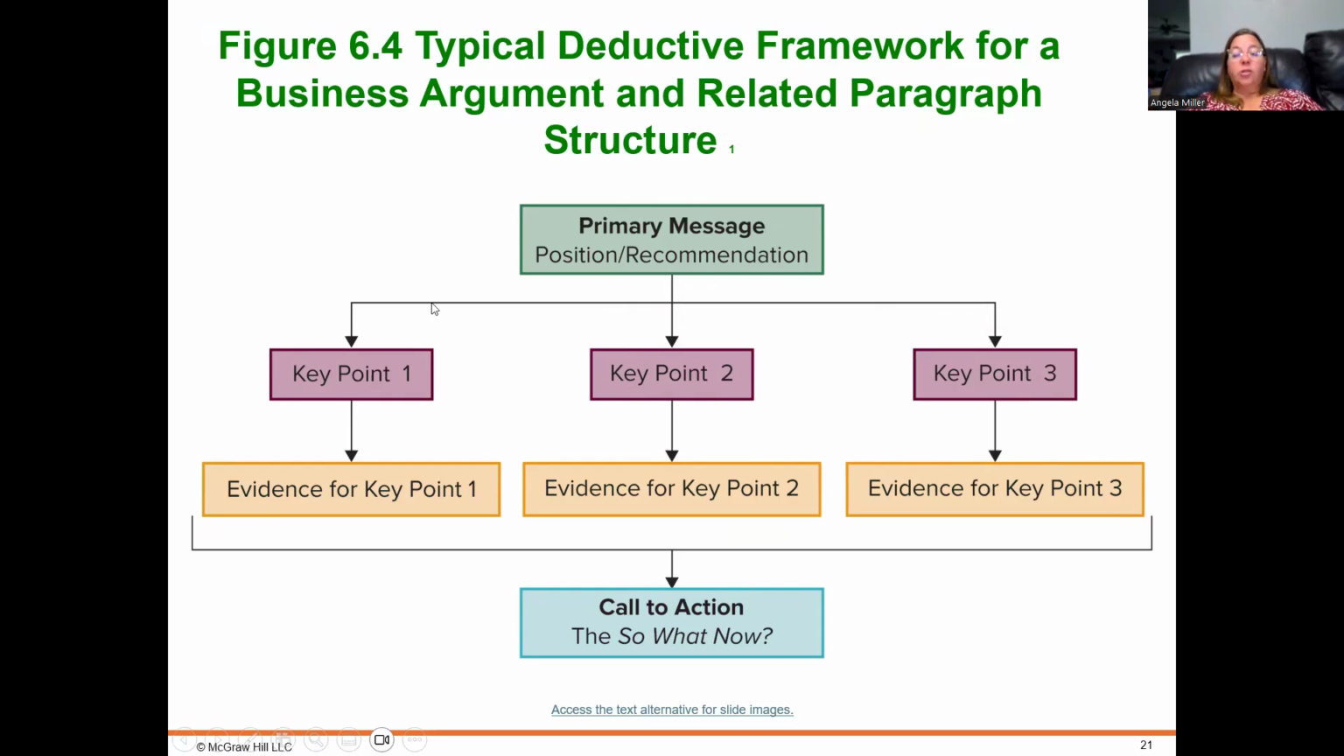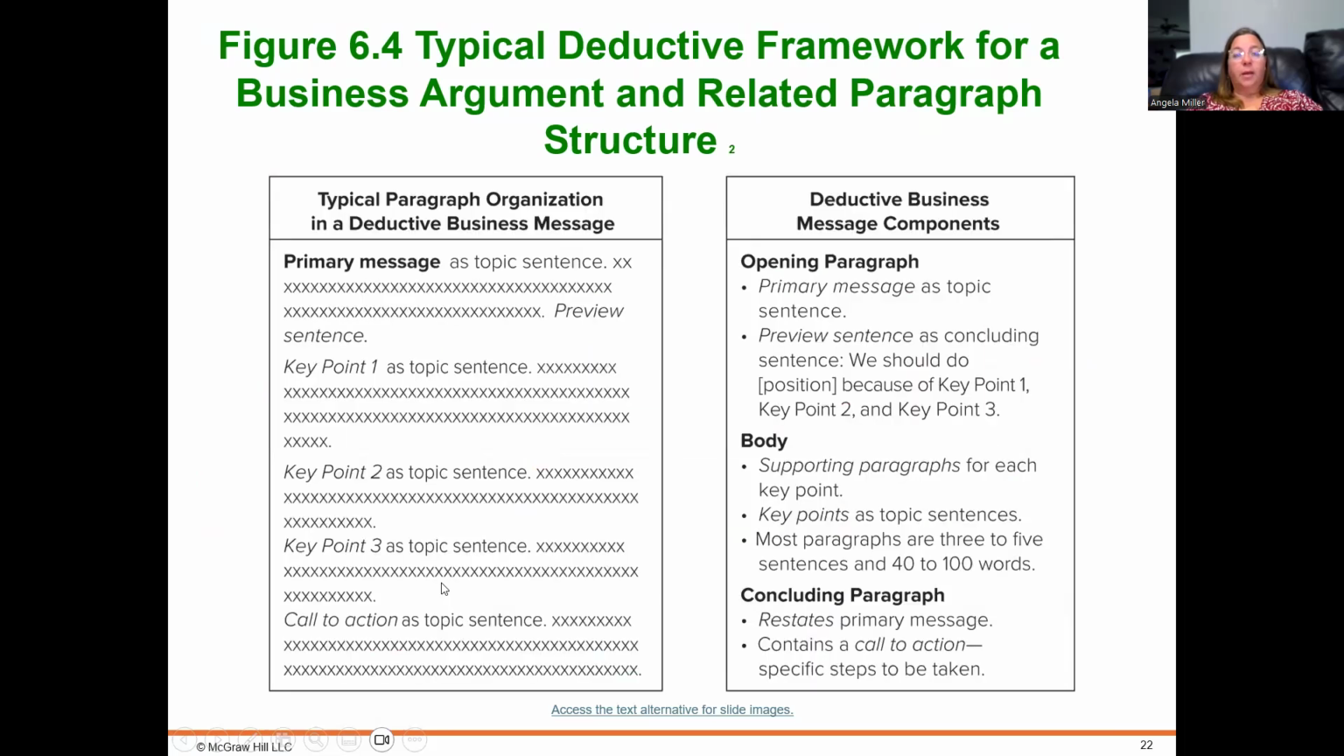This is also called a mind map, where you're actually just kind of writing down and thinking through what you want this to look like. This I highly encourage you to do. It does make things a little bit easier as you continue to move forward in the writing process.